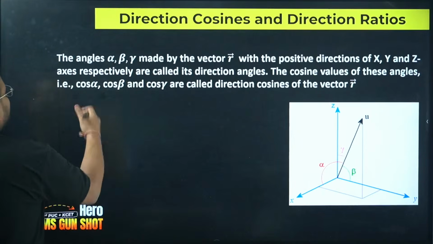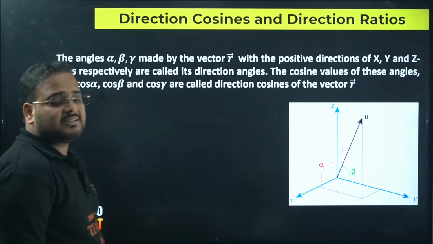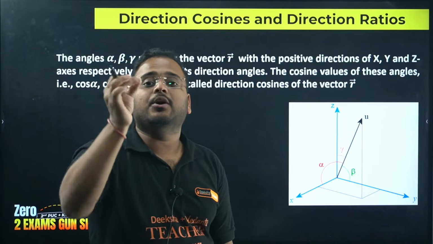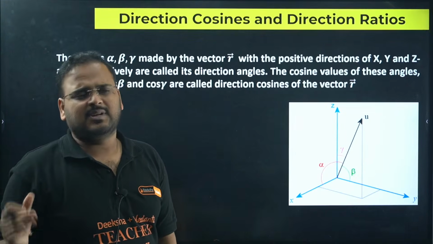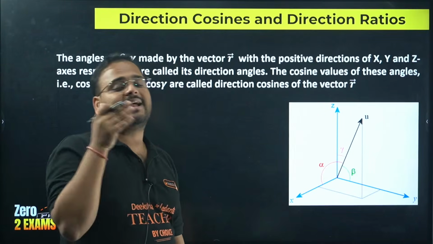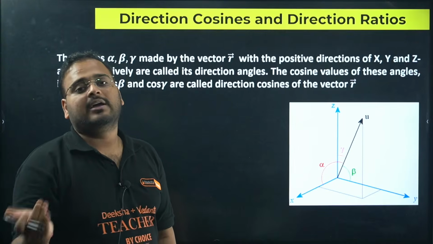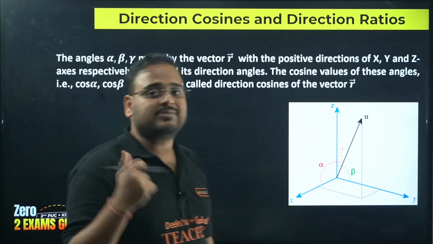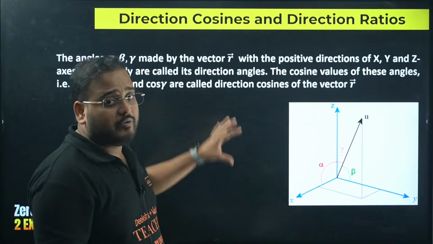So the angles, what is alpha, beta, gamma? These are the angles of the given vector with the x, y, z axes in 3D space. I told you right now, concepts of direction cosines and ratios are used in your vectors PYQs. That's why I'm teaching the 3D concept over here.